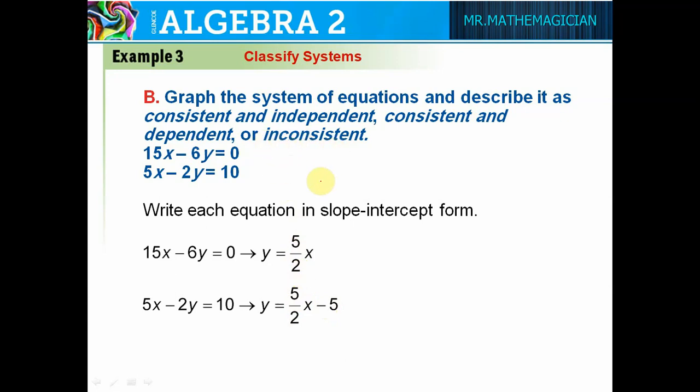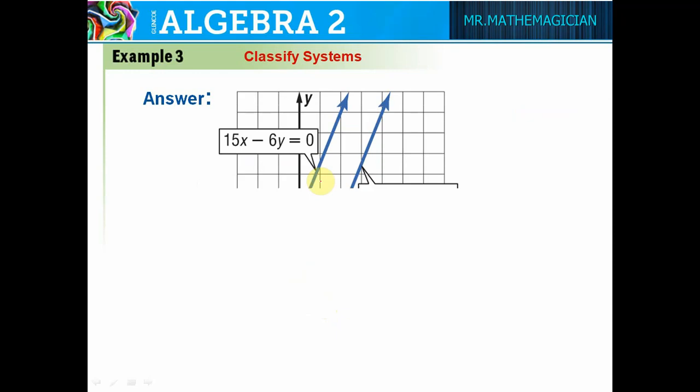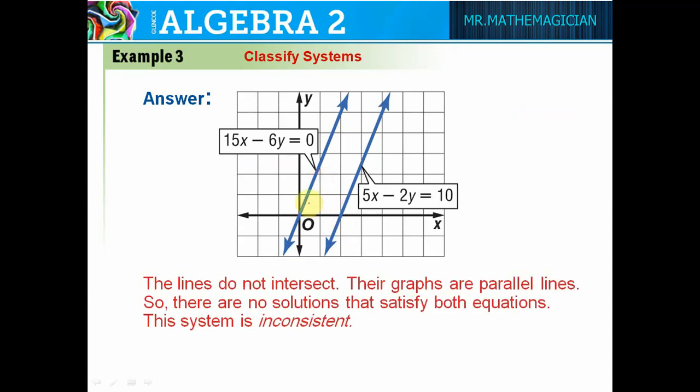Let's see how. The two lines are parallel as we mentioned. The lines do not intersect. Their graphs are parallel lines, so there are no solutions that satisfy both equations. The system is inconsistent.